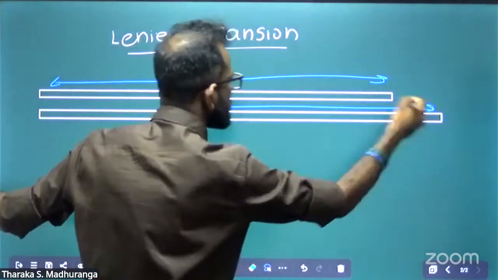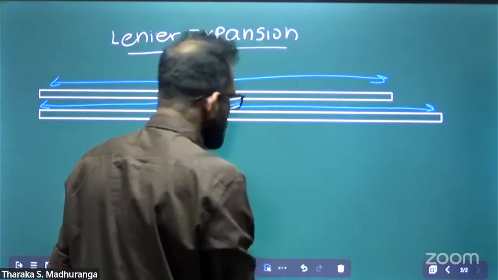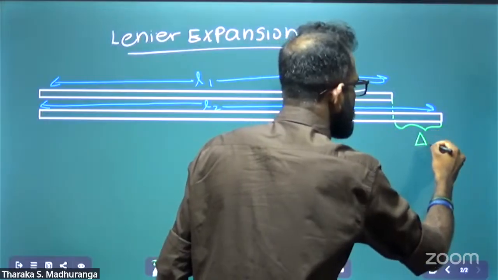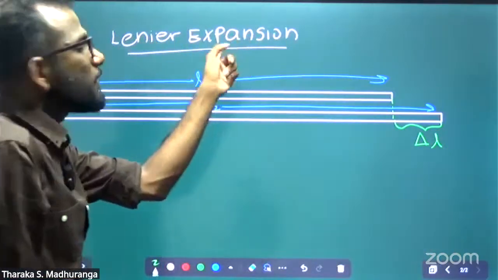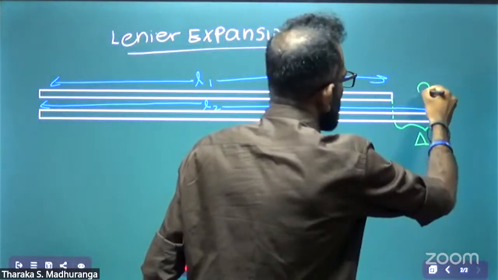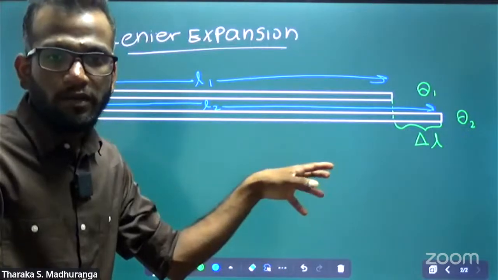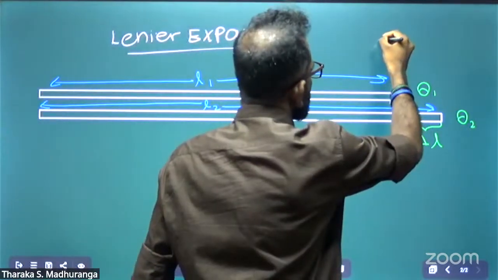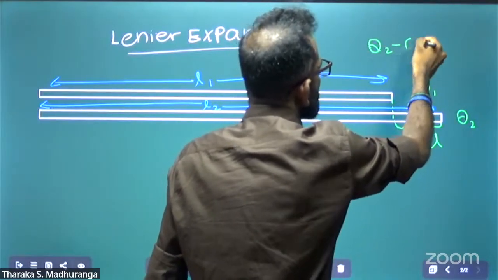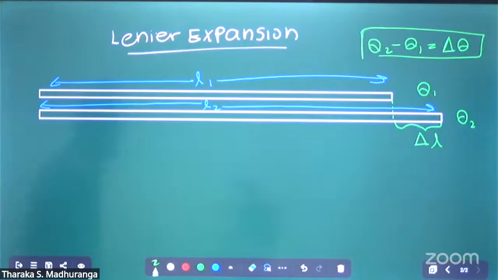I think you are familiar with these letters. The increasing length due to temperature difference, that we call delta L. The delta L is the linear expansion. Now this is theta 1 temperature, this is theta 2 temperature. Theta 2 minus theta 1 is the temperature difference, delta theta. Remember, delta theta is the temperature difference.